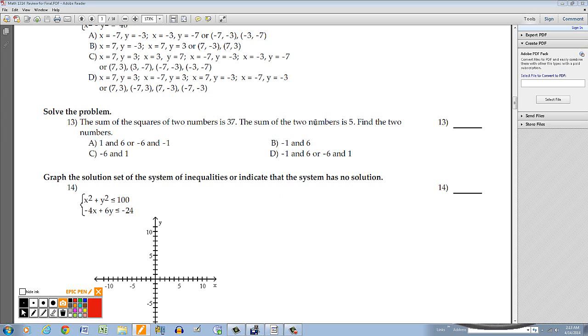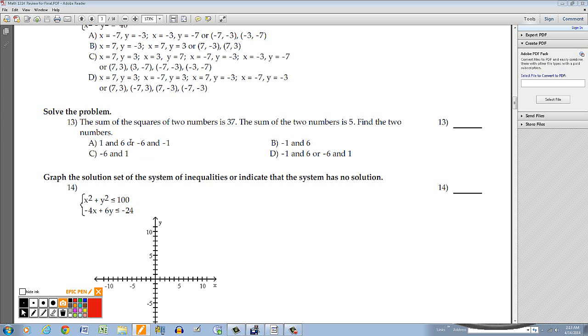And then the sum of the 2 numbers is 5. So x plus y has to be 5. Okay, so if you go to answer A, you could solve that system that I just gave. X squared plus y squared is equal to 37. And then the other equation would be x plus y is equal to 5. Solve it like we did one of the previous ones by elimination.